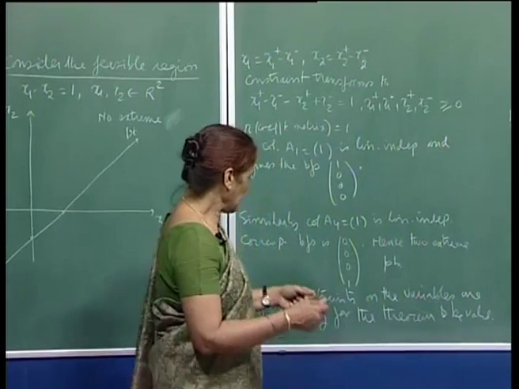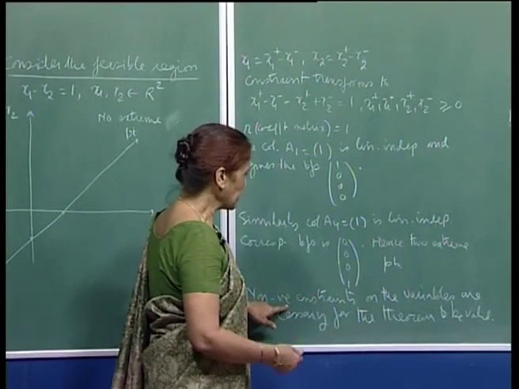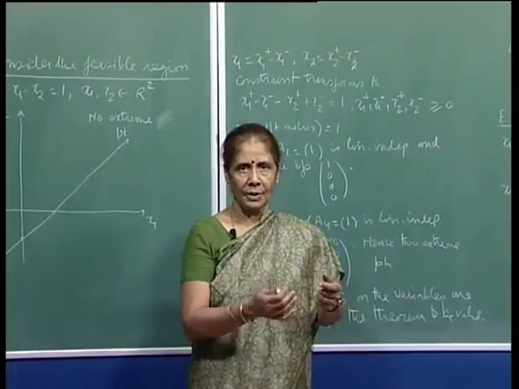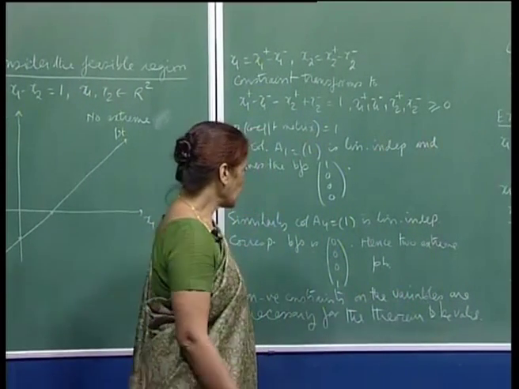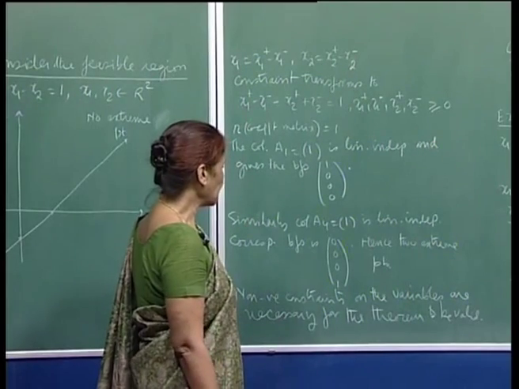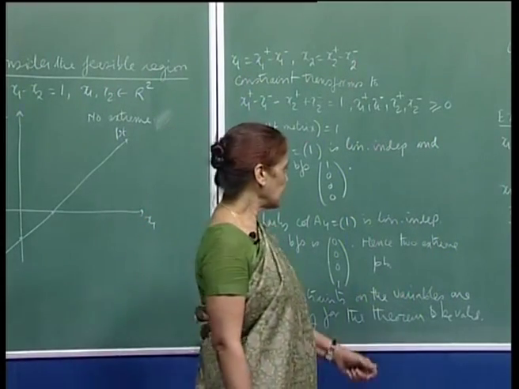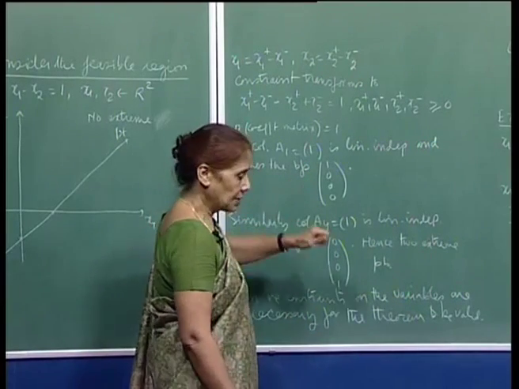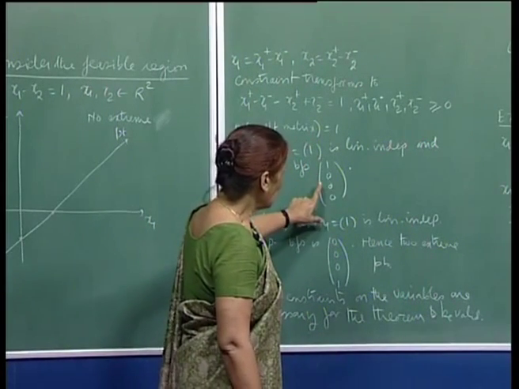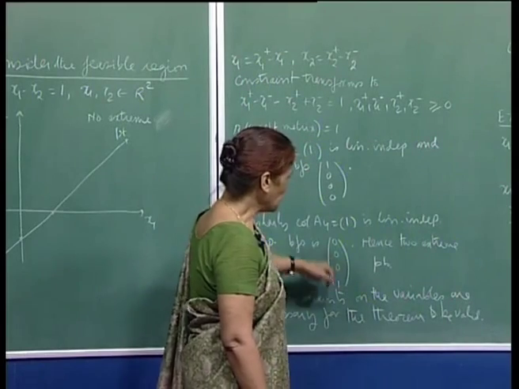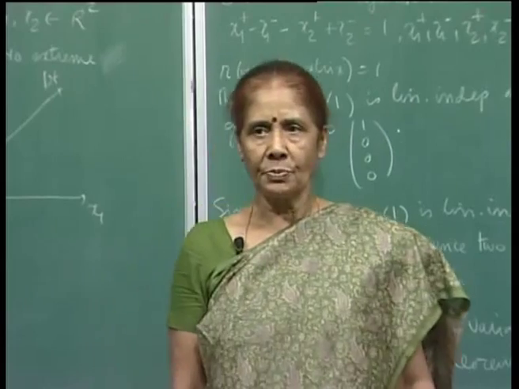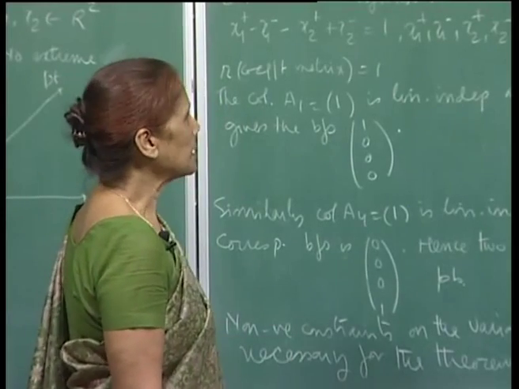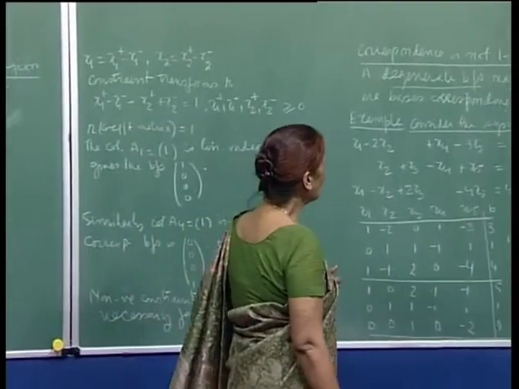So, you see, the non-negativity constraints on the variables are necessary for the theorem to be valid. This is the theorem I was talking to you about, the correspondence between a basic feasible solution and an extreme point. Here, because of non-negativity on the variables, you could find 2 basic feasible solutions, and hence there are 2 extreme points. Now, another word of caution that is needed here is that the correspondence is not 1-1.